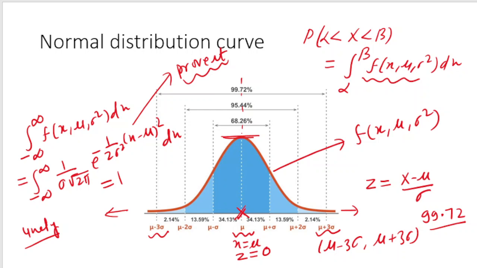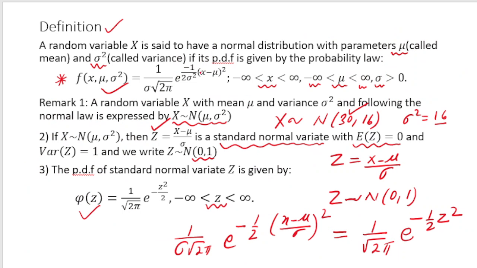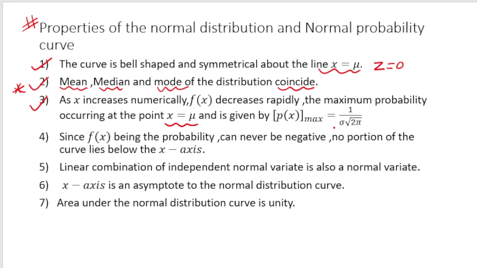And at x is equal to mu, what is the probability? If you take x is equal to mu, this term will become 0, right? Because mu minus mu will become 0. So e to the power 0 is equal to 1, and you will get 1 by sigma under root 2 pi. So this is what they are suggesting, that the maximum probability that the random variable can take is equal to 1 by sigma under root 2 pi.